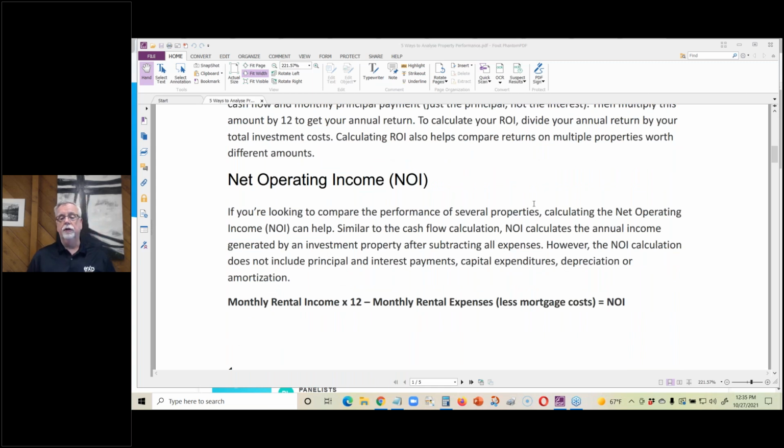One of the things that you're going to see a lot when we look at some specific properties is reference to net operating income. Sometimes you're going to see references to effective gross income, as well as the net income. When we're looking at the net income, we're going to take the current gross income and subtract a factor for vacancies and uncollected rents. We're going to subtract fixed expenses.